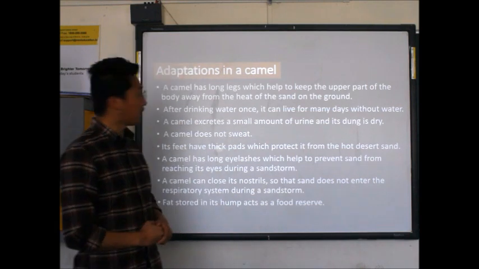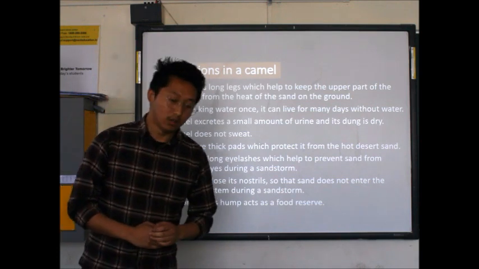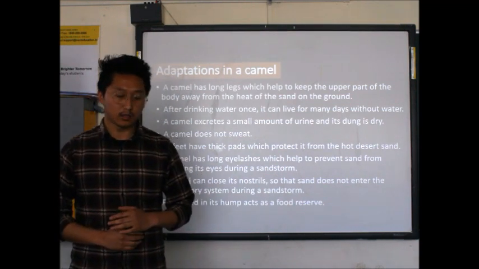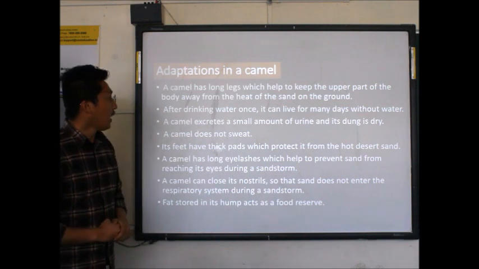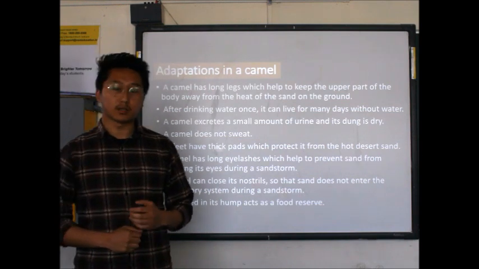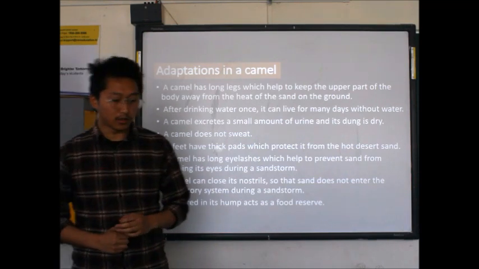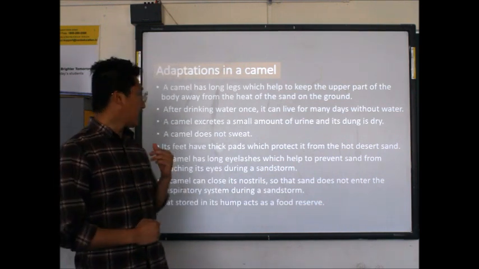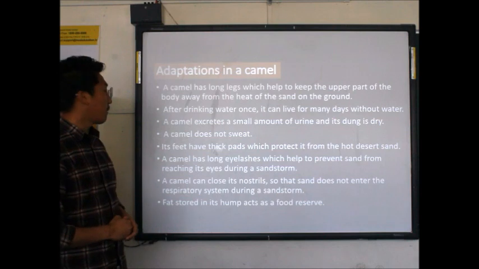The next adaptation is that after drinking water once, a camel can live for many days without water. A camel excretes a small amount of urine and its dung is dry. So the excretory system of the camel is also adapted to live in the desert. They excrete a small amount of urine, so they don't need to urinate frequently. Another adaptation is that their dung is dry. And another adaptation is that a camel does not sweat.